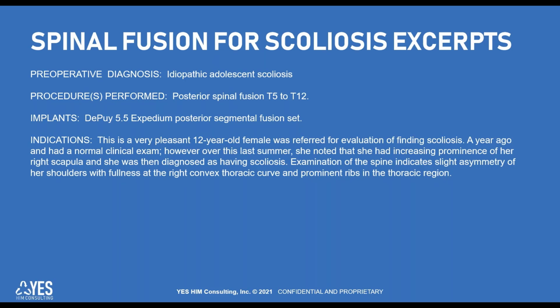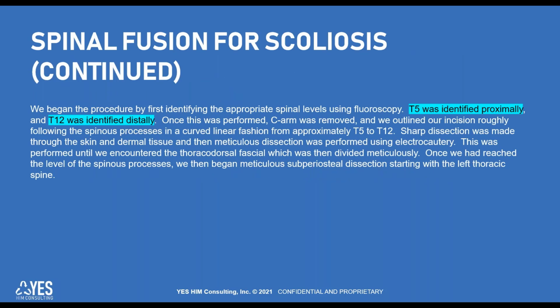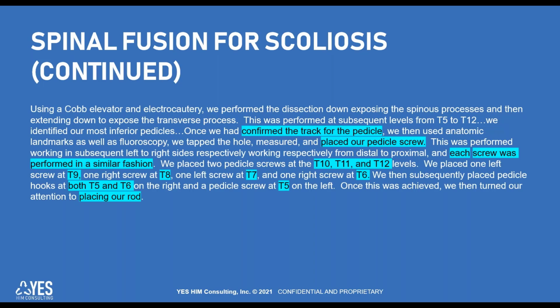The spinal fusion for spinal deformity, like I mentioned, is a totally separate category, and it really is dependent on the diagnosis. So this is a patient, a 12-year-old female, who has idiopathic adolescent scoliosis, and she is coming in for a posterior spinal fusion, T5 to T12. So T5 was identified proximally and T12 was identified distally.